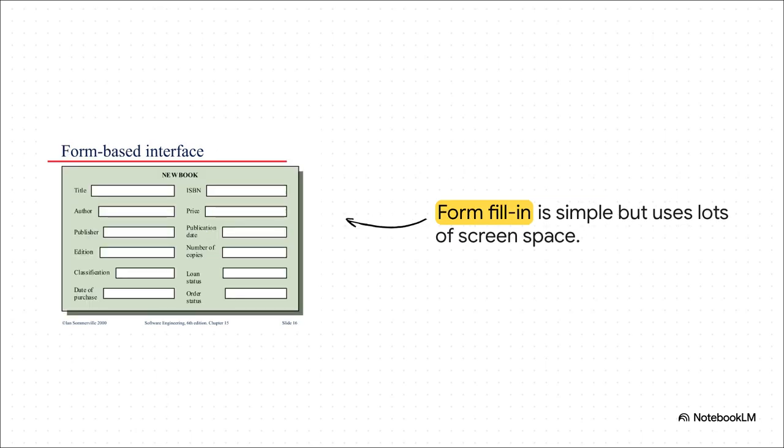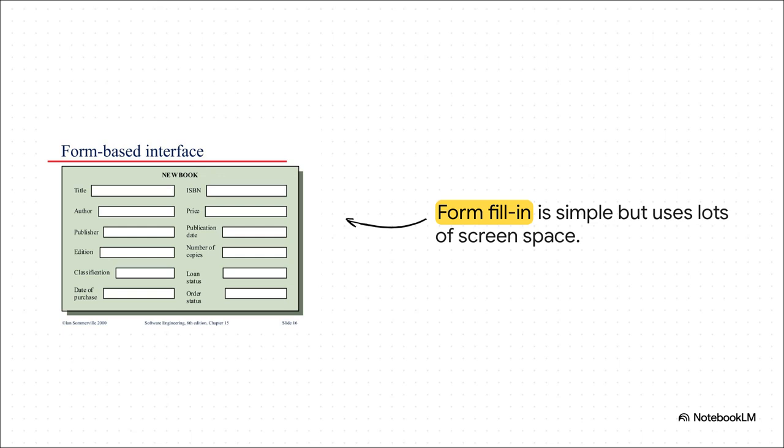On the other hand, a classic form-based interface is just fantastic for simple data entry. It's ridiculously easy to learn. You just fill in the blanks for things like a new book's title, author, and ISBN. But notice the big drawback here. It consumes a massive amount of screen real estate just to gather a few tiny pieces of data.